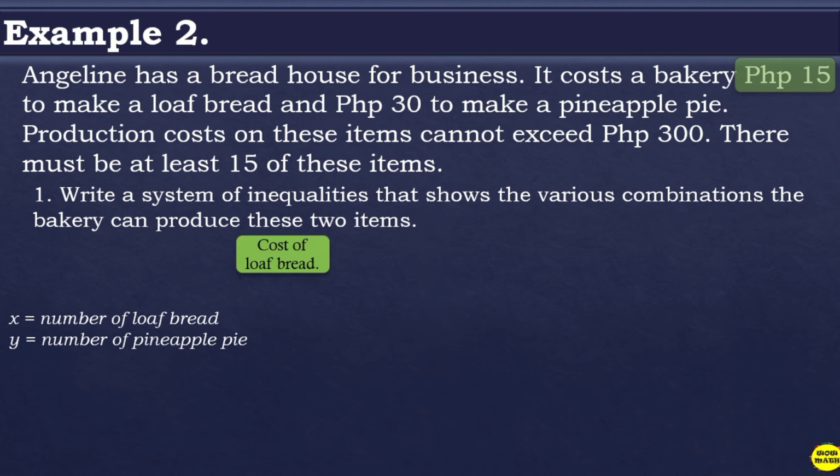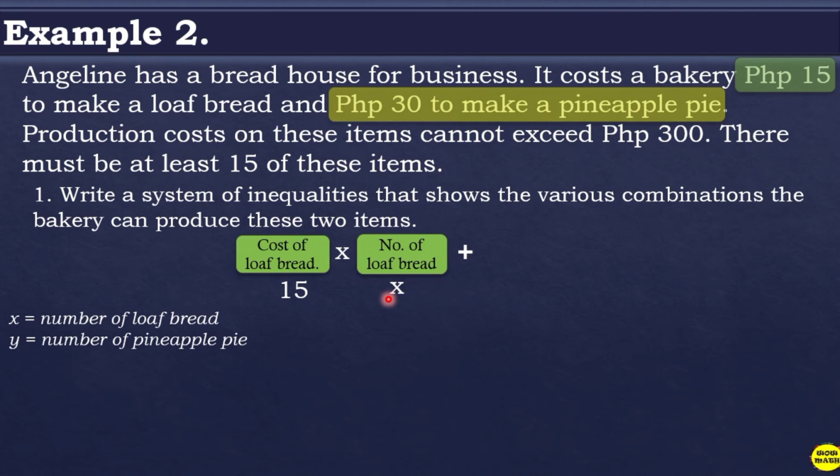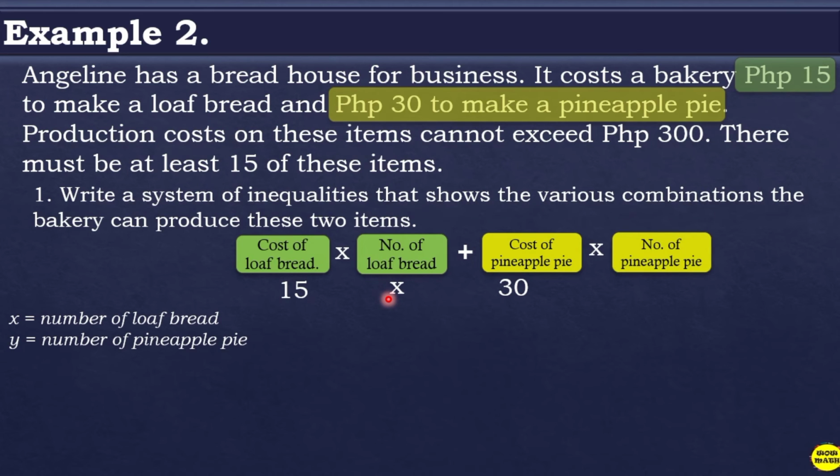Okay, so isa-isahin natin, i-highlights natin ang ating mga given. So 15, so that is the cost of the loaf bread times kung ilan ang loaf bread natin, and that is anong ni-represent natin sa number X. So we will represent that as X plus yung cost ng ating pineapple pie, that is 30, times yung representation natin ng number of pineapple pie, that is Y. Okay. And then, ang sabi dito, cannot exceed.